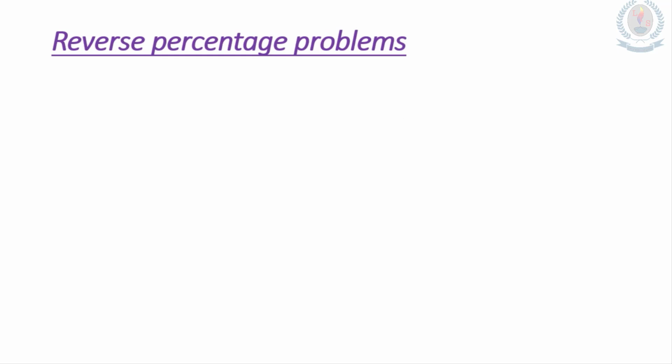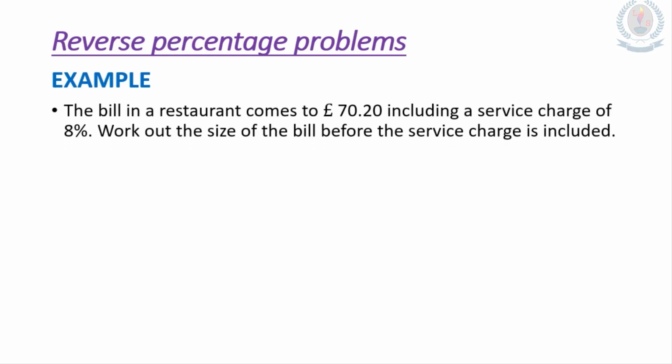Our next subtopic is reverse percentage problems. You can understand this part also by using this example. Check this example. The bill in a restaurant comes to 70.20 pounds, including a service charge of 8%. Work out the size of the bill before the service charge is included.